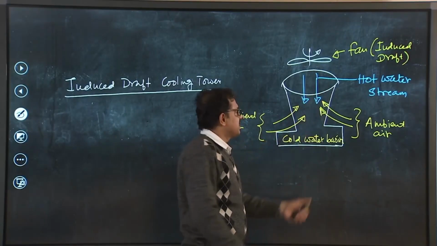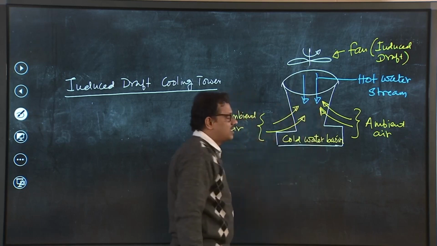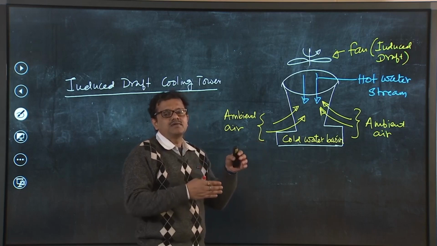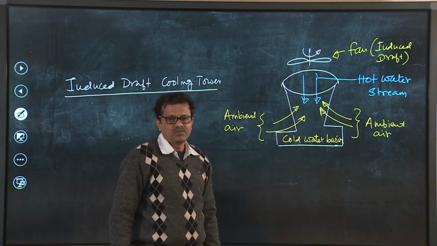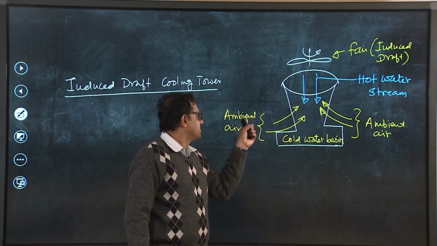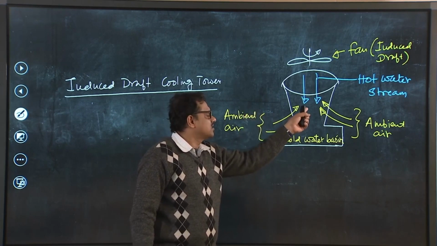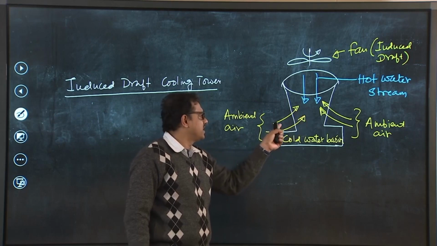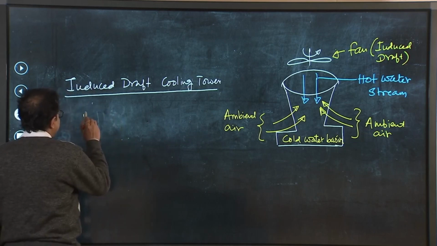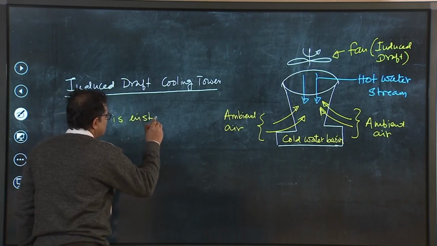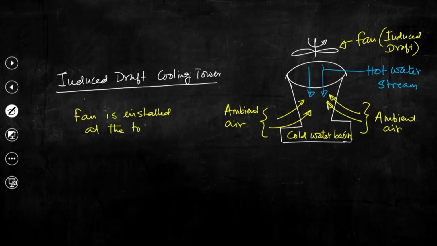So, what this fan is essentially doing is creating a negative pressure inside the cooling tower, and that negative pressure is responsible for creating a pressure difference between the ambient air and the air inside the cooling tower. So basically, ambient air pressure is higher than the pressure inside the cooling tower, and that pressure difference is responsible for the flow of air from outside into the tower, and heat transfer will take place. So, in this case we can see that the fan is installed at the top of the tower, and so this is one important thing.